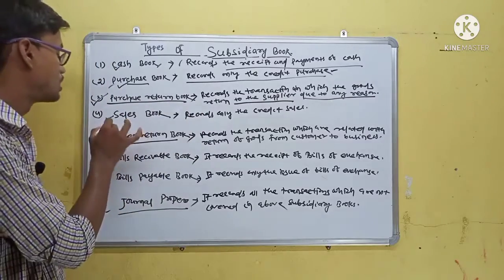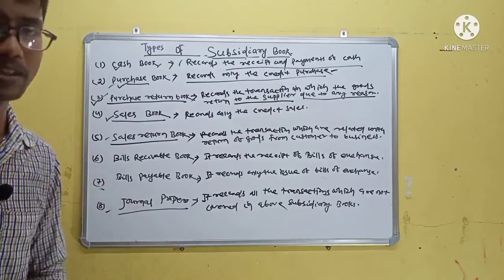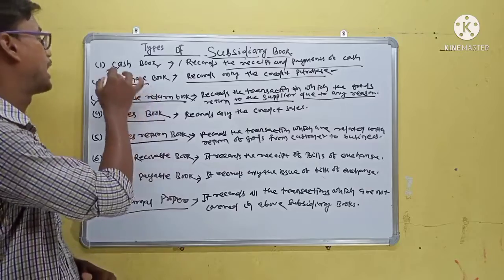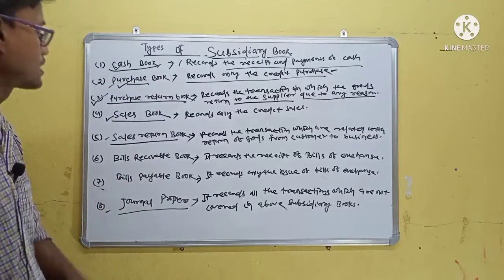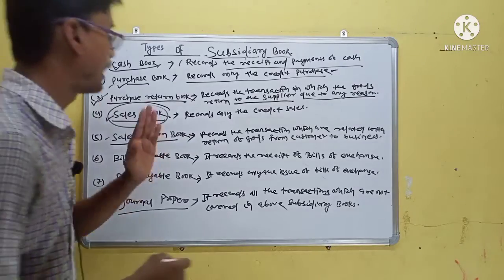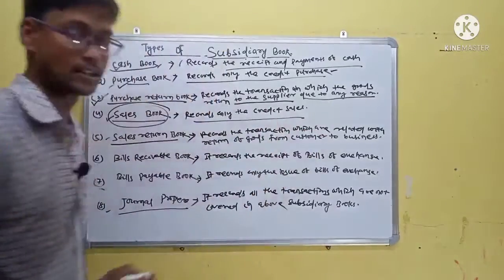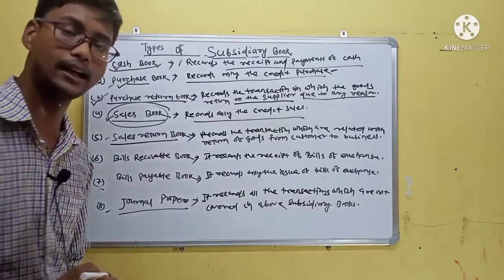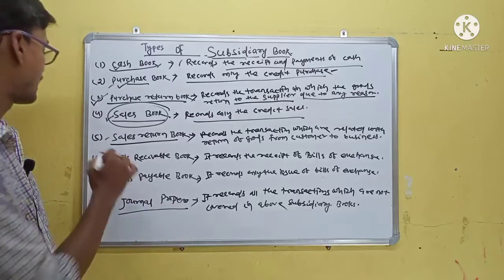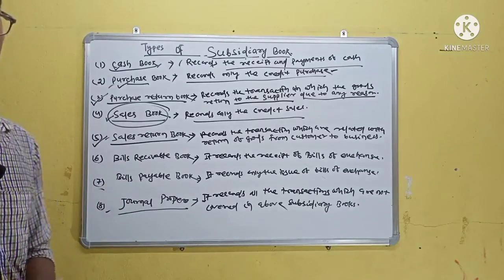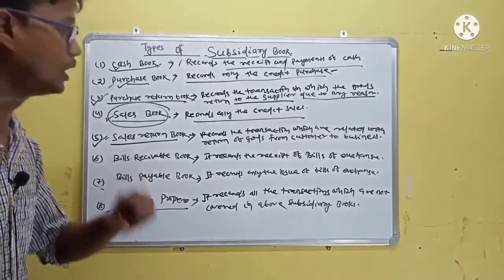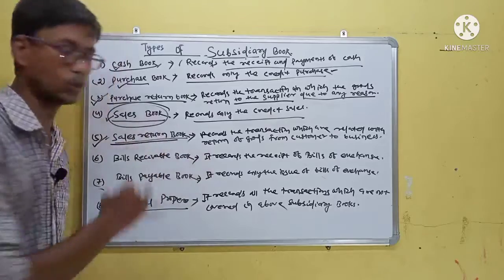And fourth is the sales book. There are two types of sales: cash sales and credit sales. Cash sales are recorded in the cash book, and credit sales are recorded in the sales book. It records only credit sales, but not cash sales. And next is the sales return book. When goods are returned by the customer to the business, it is recorded in the sales return book.